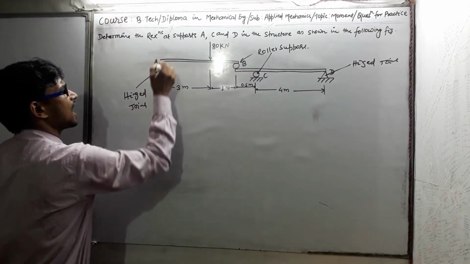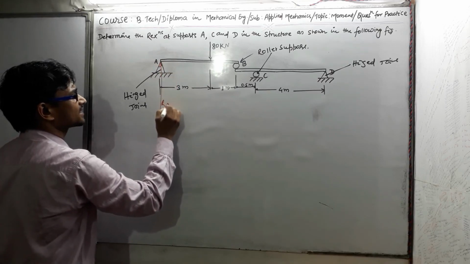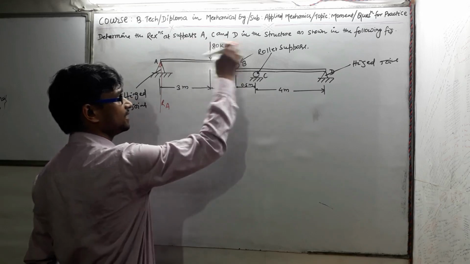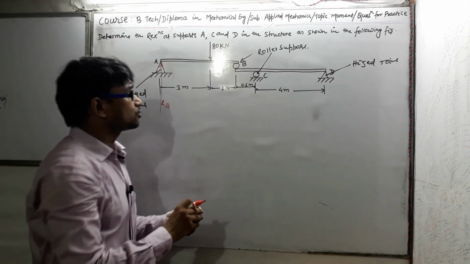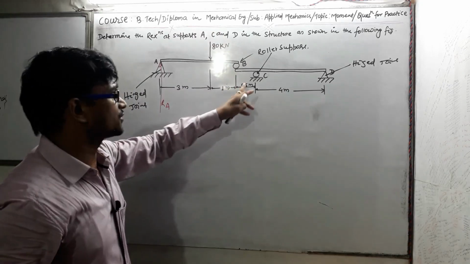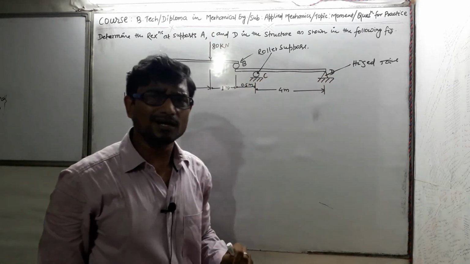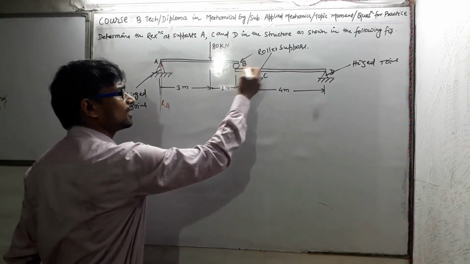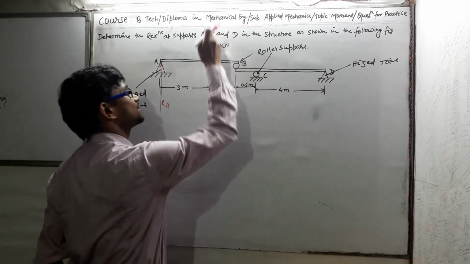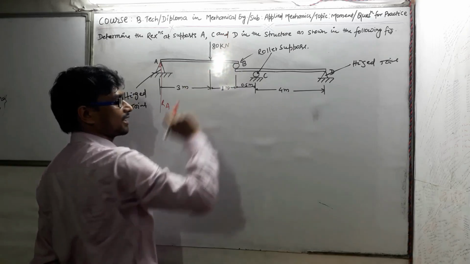Let's suppose RA is the reaction force at point A, and this beam AB is supported by the lower beam. So beam AB would apply a downward force upon the lower beam CD, and the lower beam CD would also act with a reaction force at point B in the upward direction.